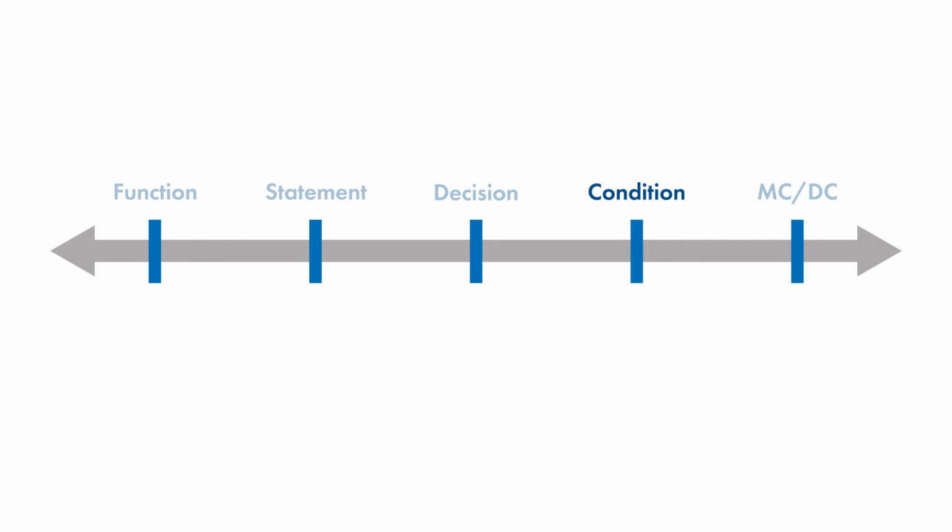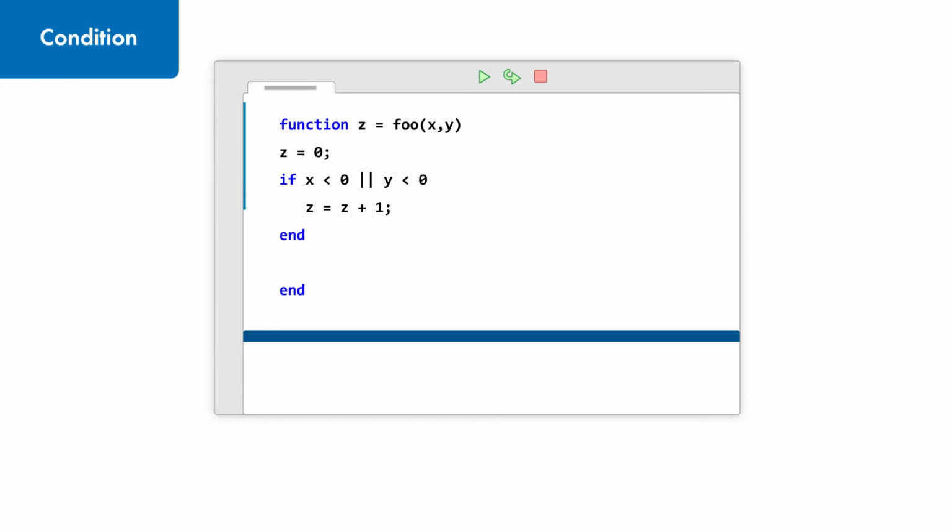Condition coverage takes the next step and ensures that each individual condition in control structures is evaluated as both true and false during testing. In our if statement, we have 2 conditions joined by an or statement. Decision coverage would only check if the combined expression evaluated as both true and false while testing. But condition coverage checks that both conditions individually evaluated to both true and false. Achieving 100% condition coverage means that all possible outcomes of each individual condition are tested.